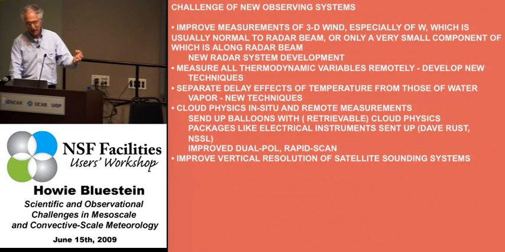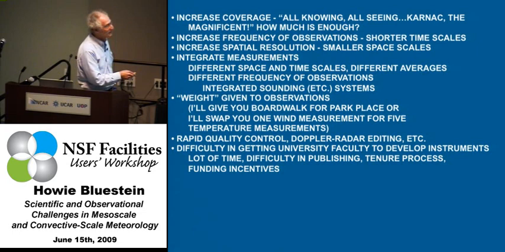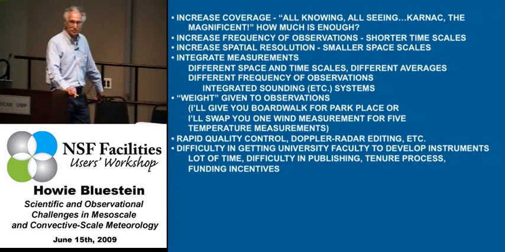Dual pole rapid scan radar. We need to improve the vertical resolution of satellite sounding systems. We need to increase the coverage, increase the frequency of observations, integrate measurements, and I'm going to skip down to two important things here. We need to do quality control rapidly. When we edit Doppler radar data, it's a very time-consuming process. When we have rapid scan data, we get 10 times as much data, and it drives graduate students and other people crazy. So we need to develop new techniques for editing the data.